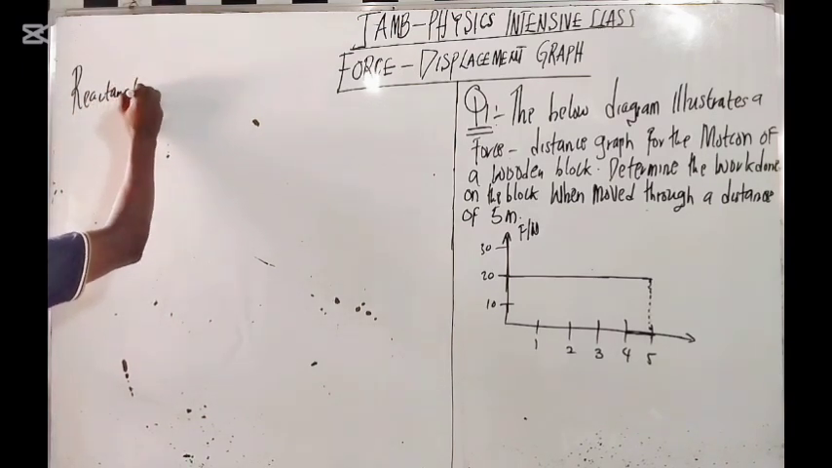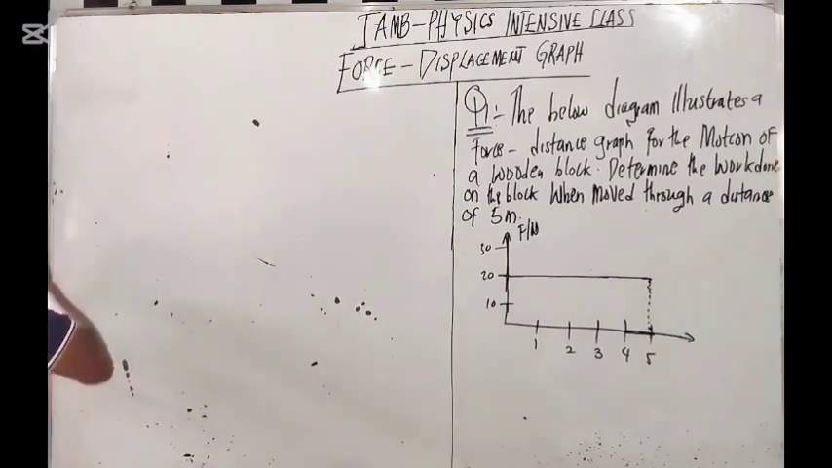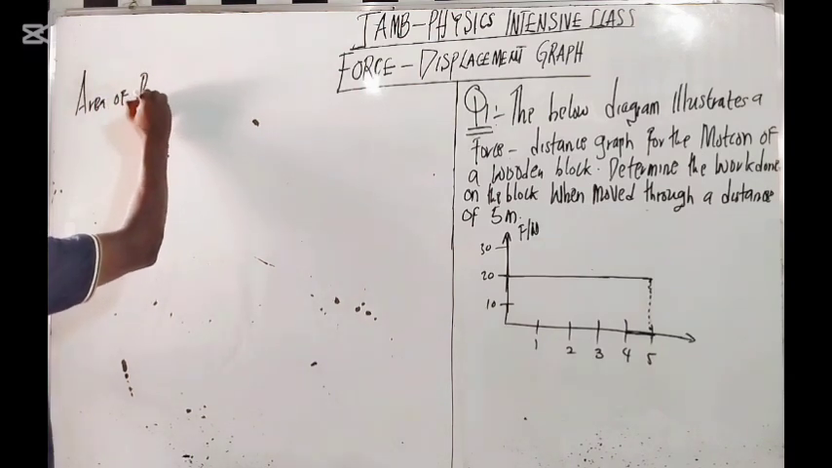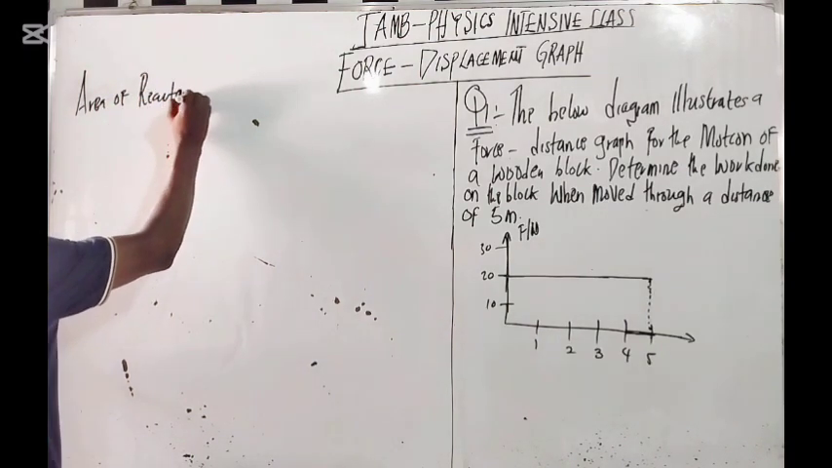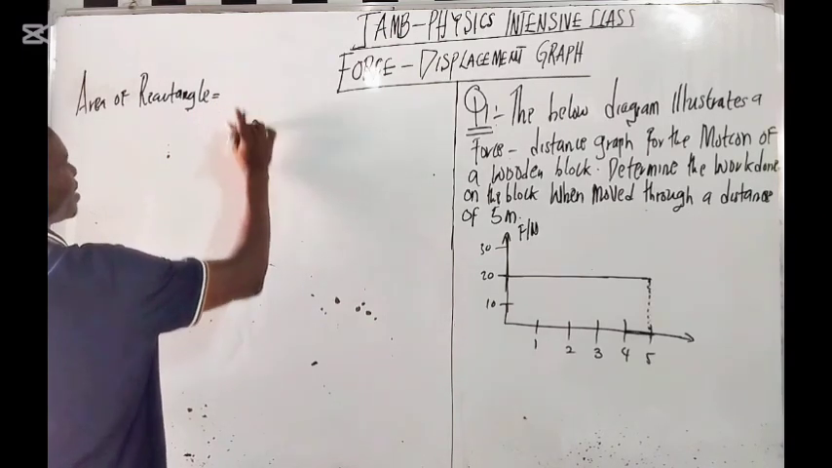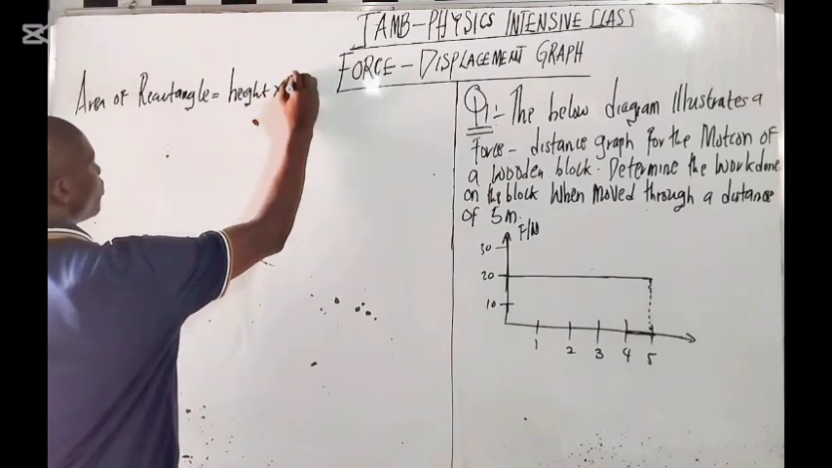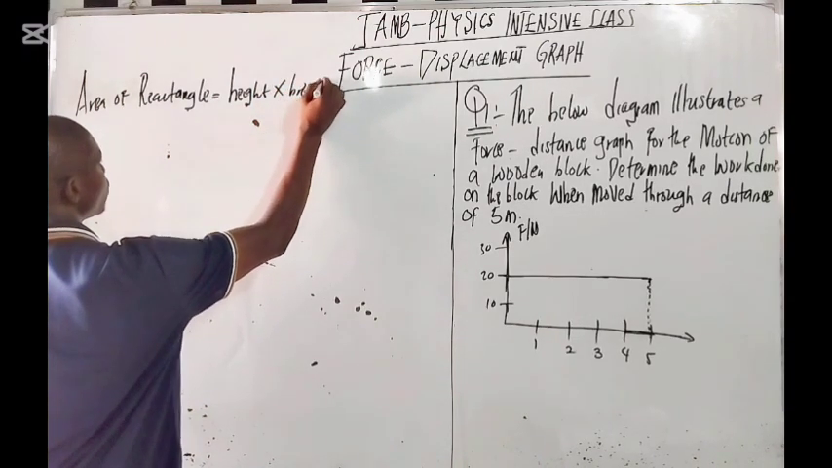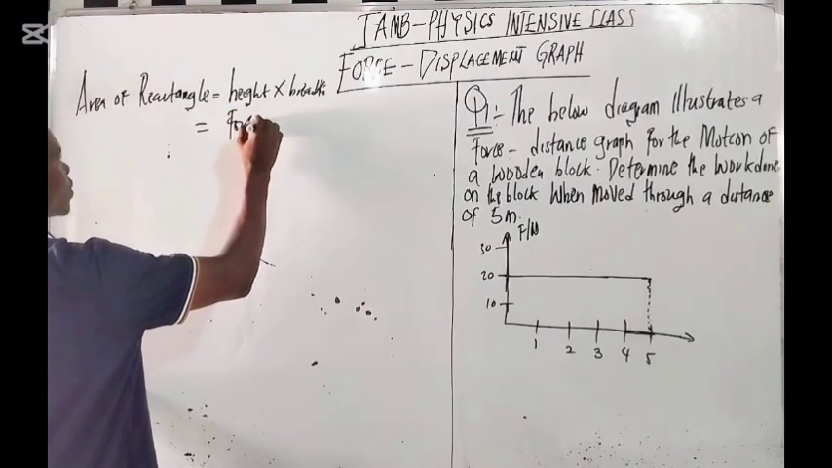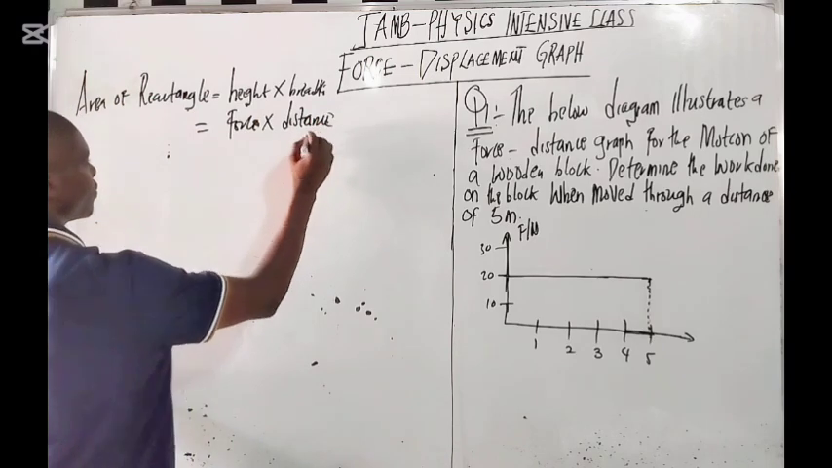Rectangle. Do you understand? Equals what? So you can see the area of a rectangle is the height times the length or breadth. I call it any one, depending on which you want to call it. Do you understand? Which is what? Force times what? Distance. Force times what?